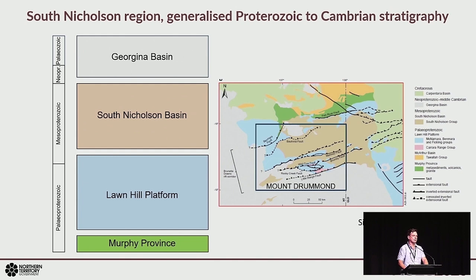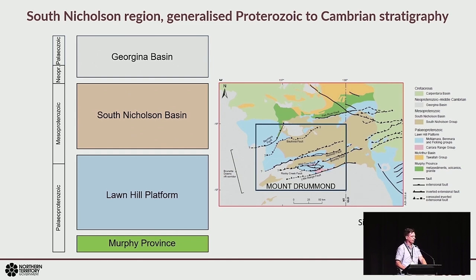They're overlain by strata of the Lawn Hill platform. It's predominantly Paleoproterozoic, but extends a bit into the Mesoproterozoic. Those are overlain by exclusively Mesoproterozoic rocks of the South Nicholson Basin. Those in turn are overlain by some early Neoproterozoic to Paleozoic rocks of the Georgina Basin. So the colors on the strat column on the left are the same as on the map to the right. In addition to that, the map on the right shows an orange area. That's the Tuala group of the MacArthur Basin. And then the youngest rocks in the area are Cretaceous rocks of the Carpentaria Basin.